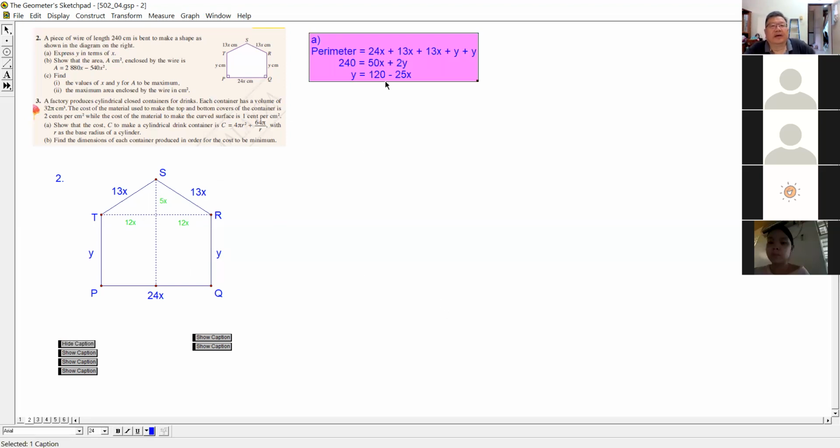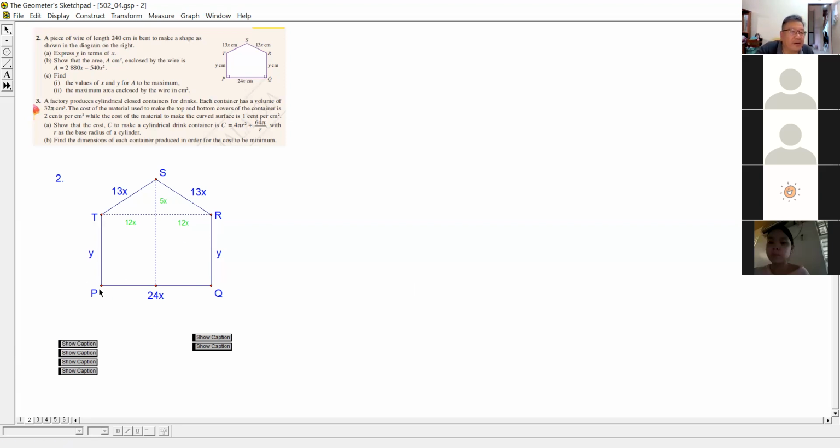Before we proceed, I have to tell you how I know the green color here, 5, here 12, 12. I explain. PQ is 24. PQ is equal to this TR. So this TR is bisected by this line here through S. So each of these sides is 12, 12 because S is at the center.